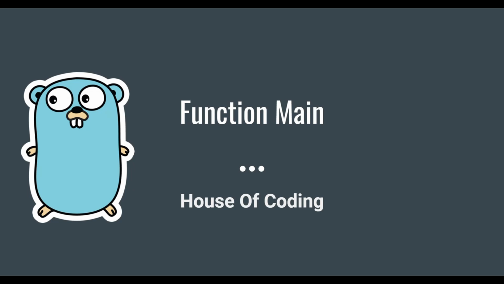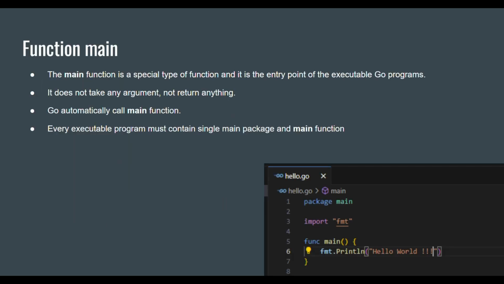Hello everyone, in this lesson we are going to discuss function main in Golang. The function main is a special type of function, and it's the entry point of any executable Go program. Function main does not take any argument and does not return anything. Go automatically calls the main function, so we don't need to call this main function explicitly. Every executable Go program must contain a single main package and a main function.